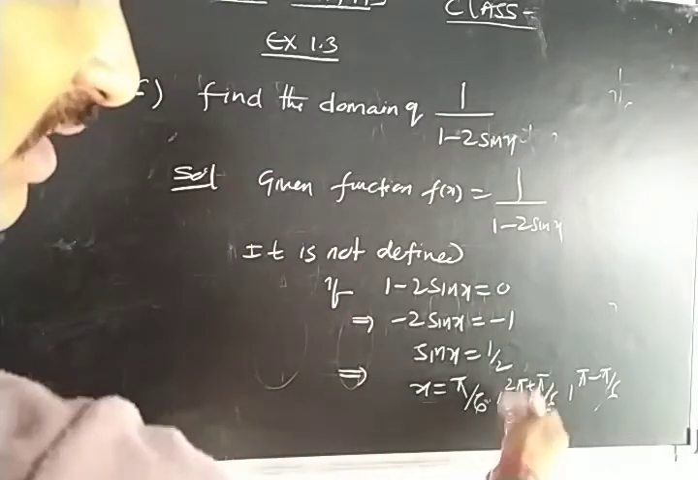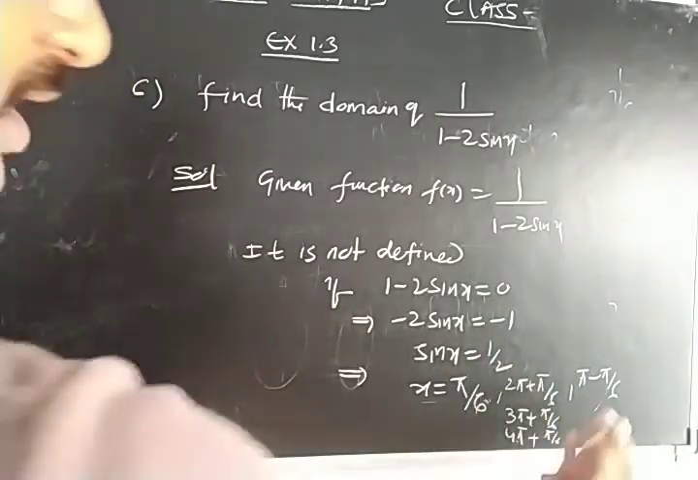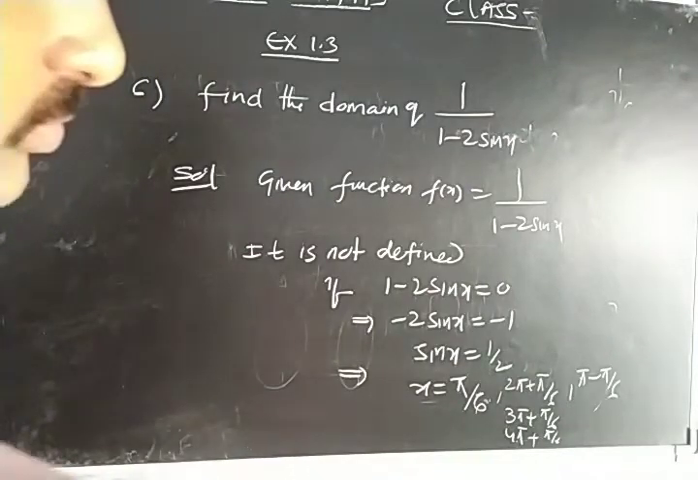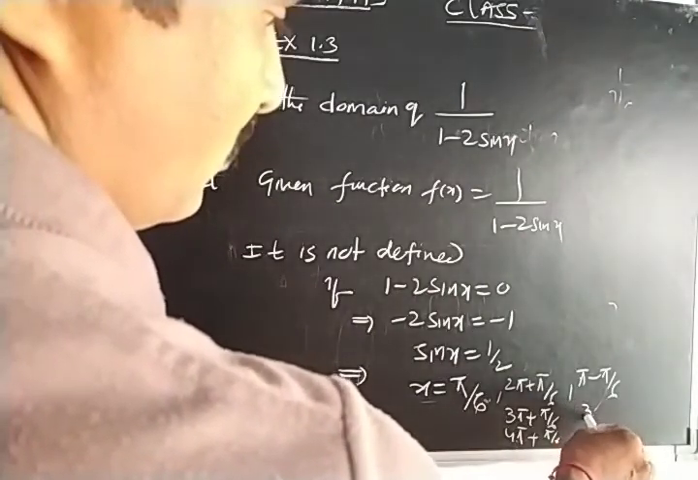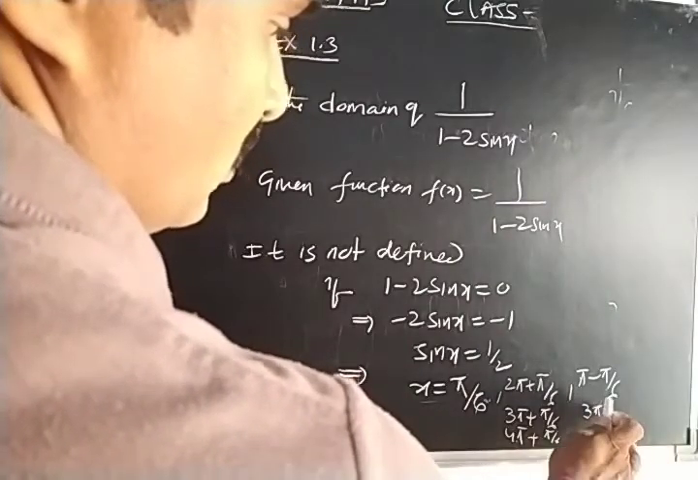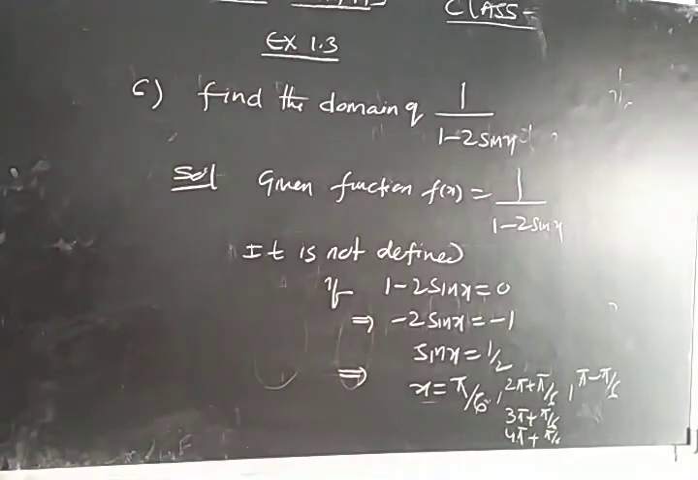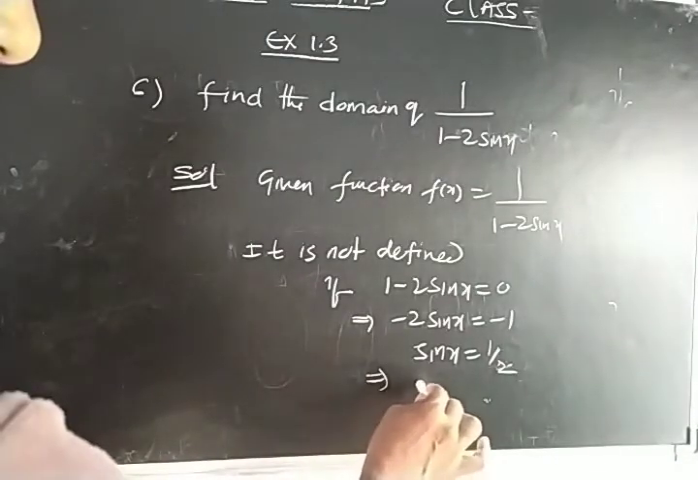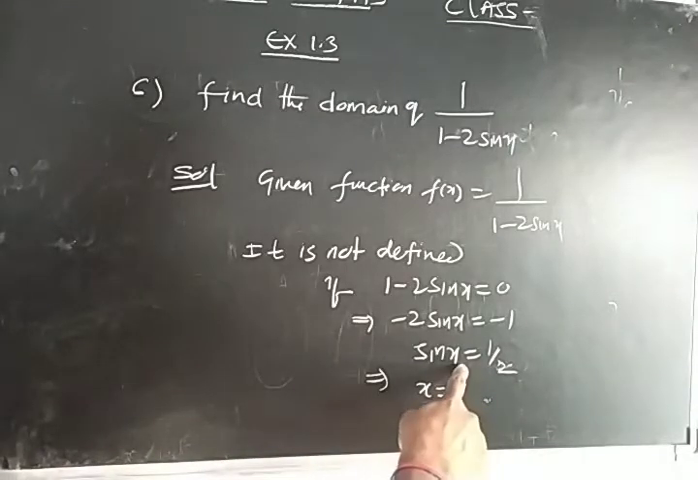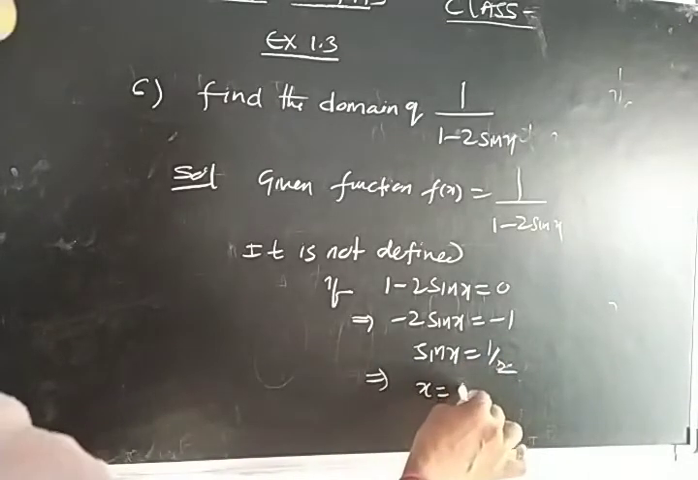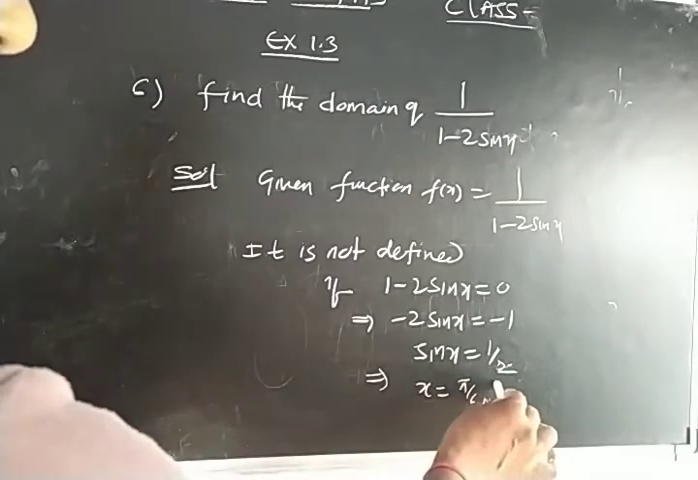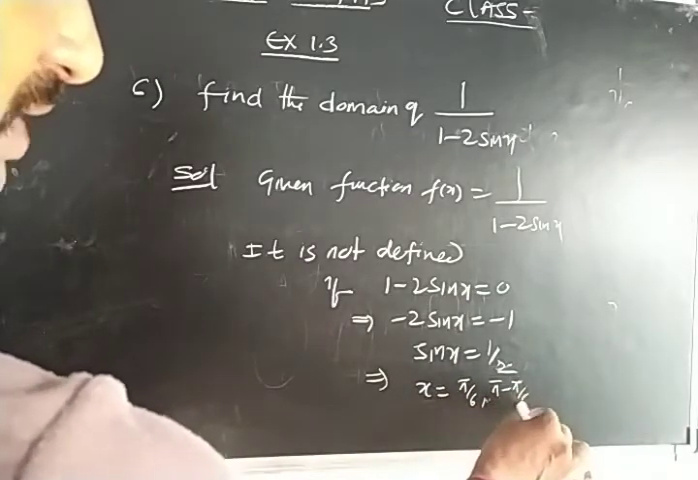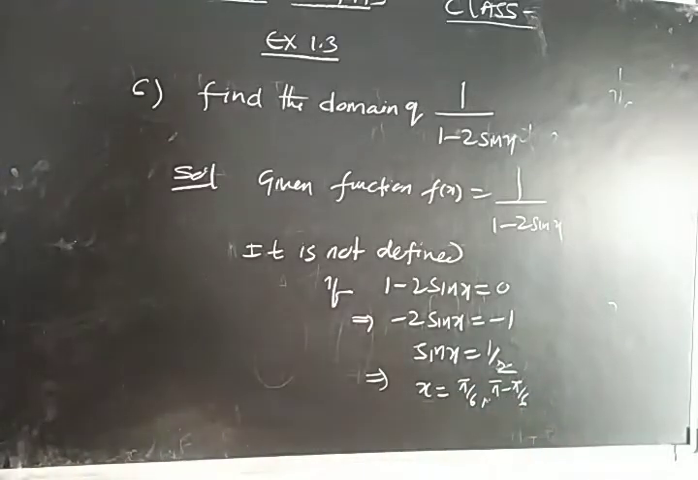For all these theta values sin will be 1 by 2, and pi minus pi by 6. 3 pi minus pi by 6 not possible. Pi minus pi by 6. We got sin x equal to 1 by 2. Here x equal to pi by 6, then 1 by 2. Pi minus pi by 6 lies in the second quadrant. So sin of pi minus pi by 6 is also 1 by 2.